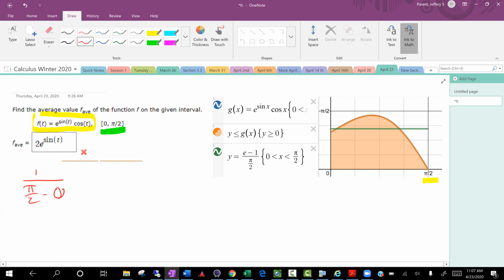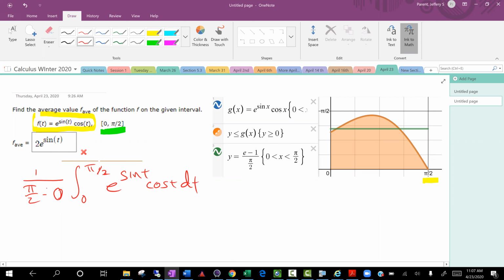Let's see if I can make that a little bit better. 1 over pi over 2 minus 0 times the integral from 0 to pi over 2 of e to the sine of t cosine of t dt. Now, just a word of caution on your remaining exam. I would appreciate seeing mundane things like, I don't know, an integral symbol or limits. It does make it easier for me to grade.